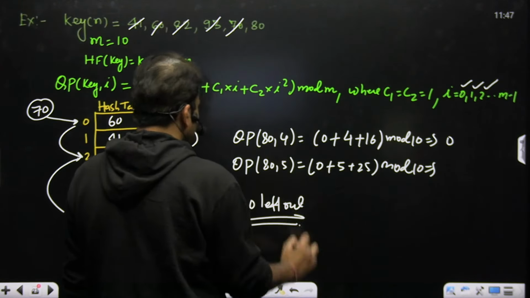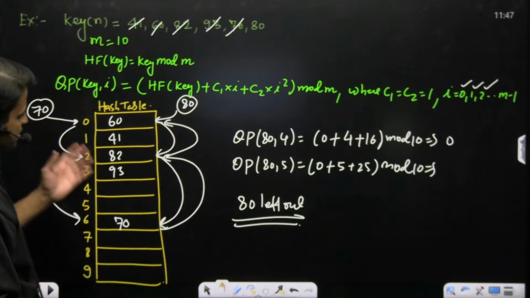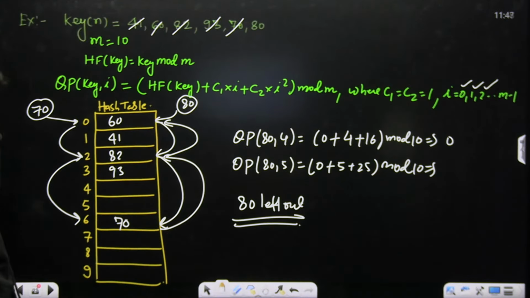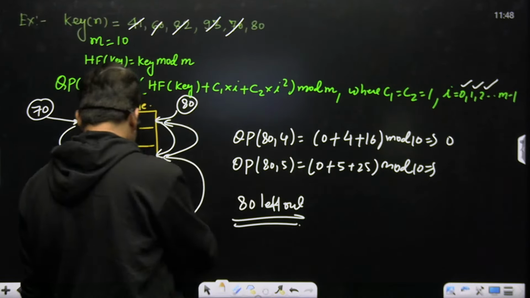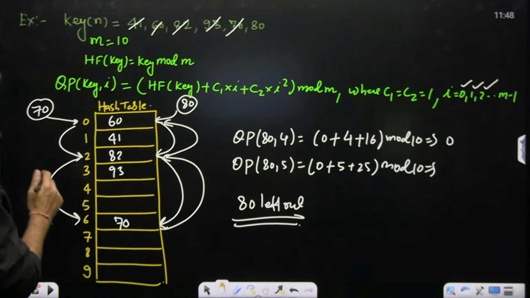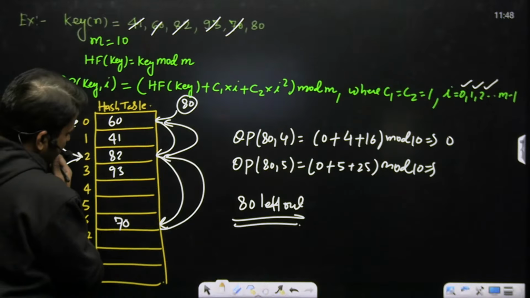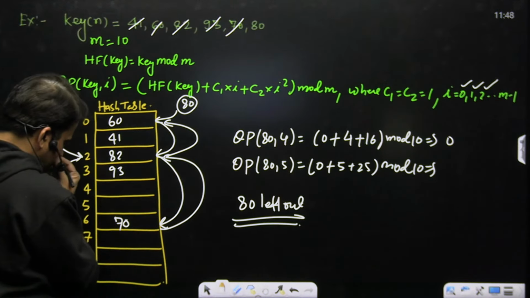80 left out. This is the problem in quadratic probing. In some scenario, some left out बच्चे. 80 not stored, left out, not stored in hash table. You cannot store by a quadratic probing बच्चे. Okay. And one more problem here, sir.